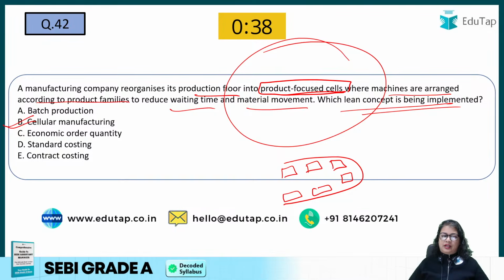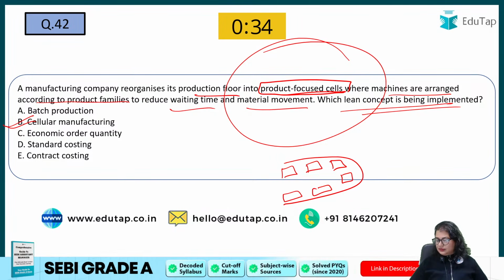So this is cellular manufacturing, and this is one of the lean concepts. So the answer is cellular manufacturing. That's correct. Everybody has answered it correctly also.